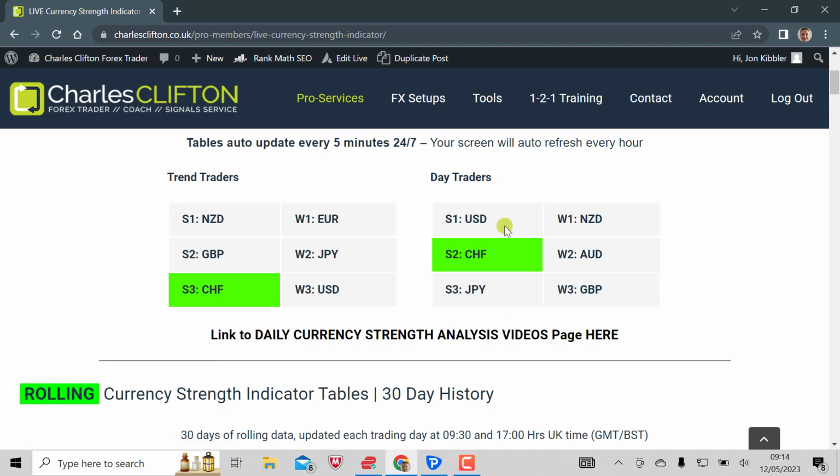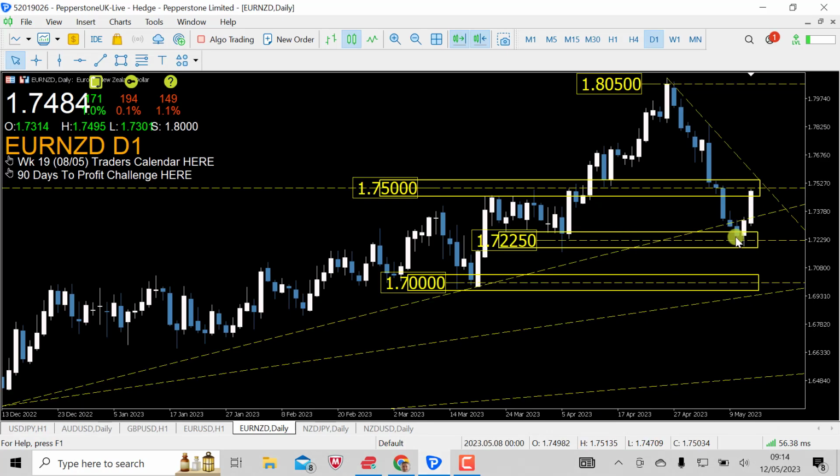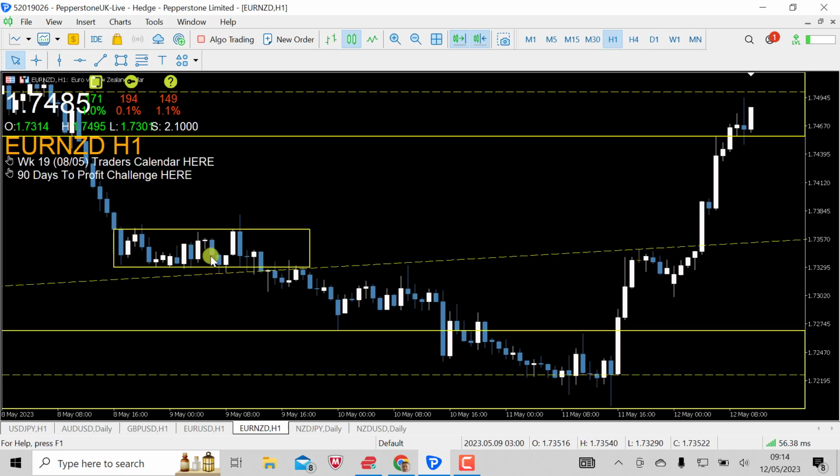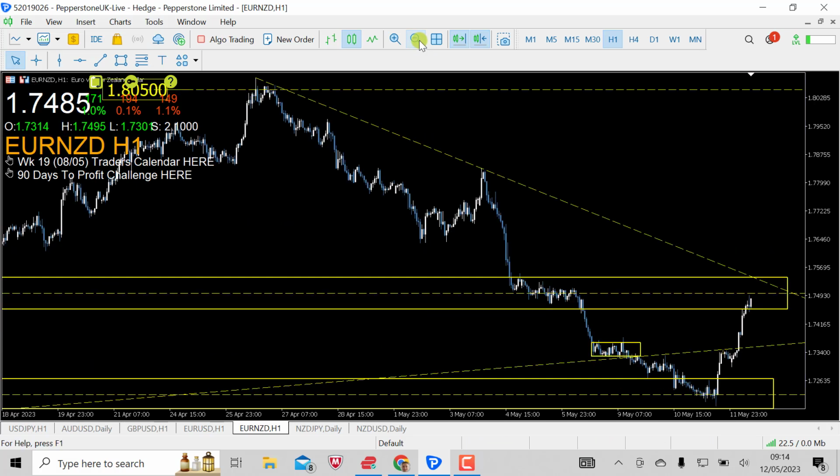Instead, we're going to go through some of the charts that we went through this week, especially those Kiwi ones, and just see how our analysis played out. And to be honest, it played out pretty well, especially considering we went short on Euro Kiwi around this area here. Like I said in the previous video, we look to target another key area of structure.